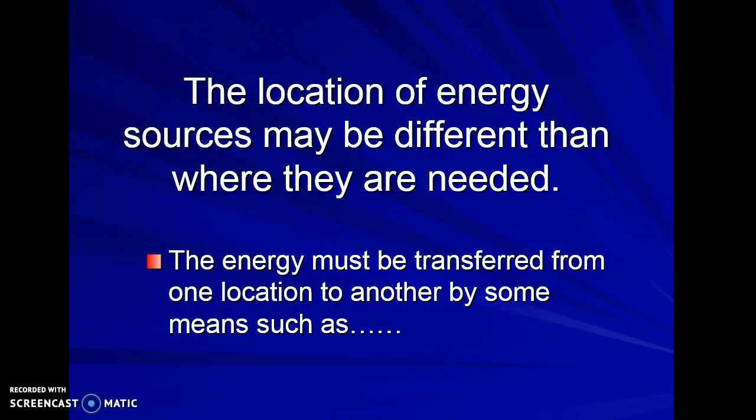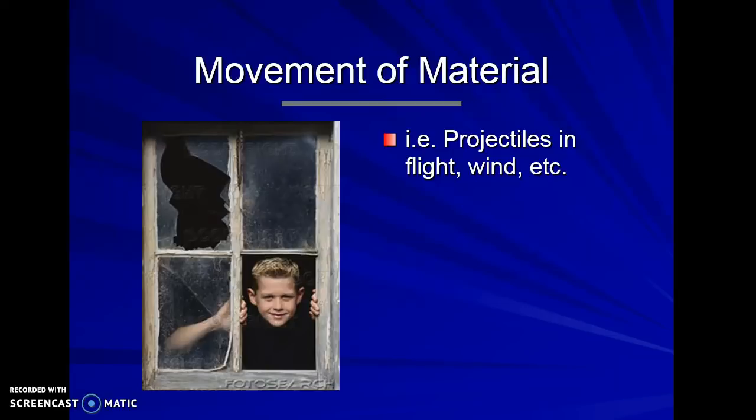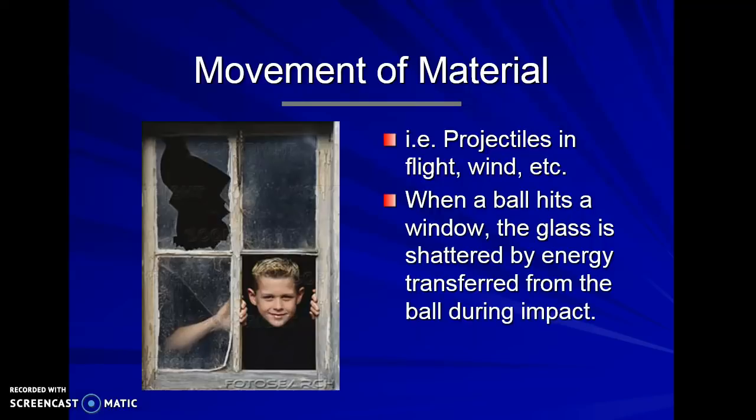There are a couple of different ways that we can transfer energy. One way is through an actual physical movement of material. This would be like a projectile, something flying through the air. Wind causes a movement of material and so on. One big example of this is when you throw a ball, that ball has energy. When that ball hits the window and maybe the glass shatters, the glass shatters because the energy is being transferred from the motion of the ball to the window. So movement of material is one way we can transfer energy.